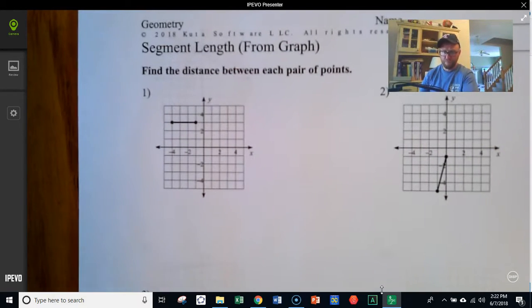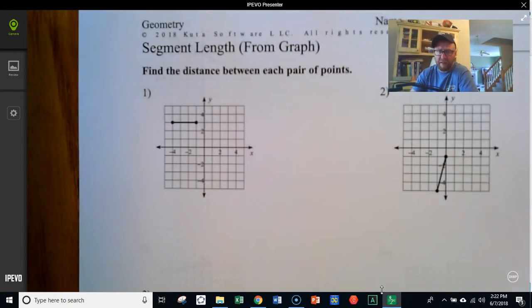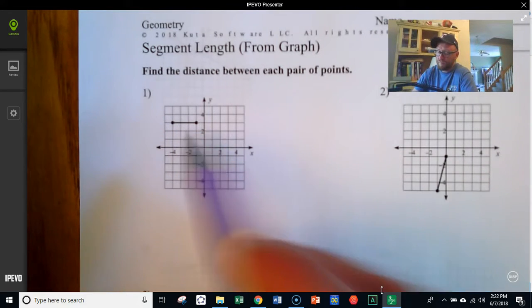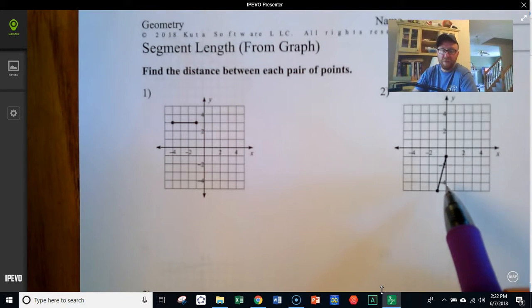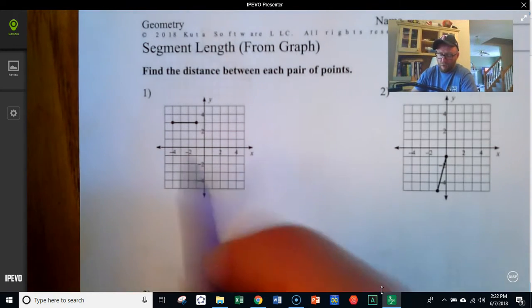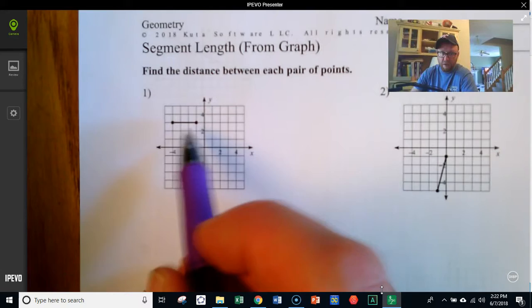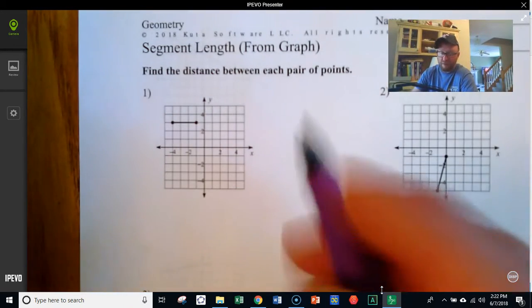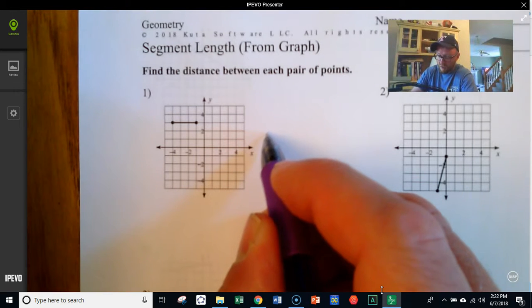Alright, here we're going to be working on finding the length of a segment from a graph. Two different situations here we're going to be dealing with. One, where the segment is along the grid lines, and two, situations where it's not, it kind of runs diagonally through the grid. When it runs through the grid lines just straight through, super easy. The answer is just count the spaces, right? So this one is 3.